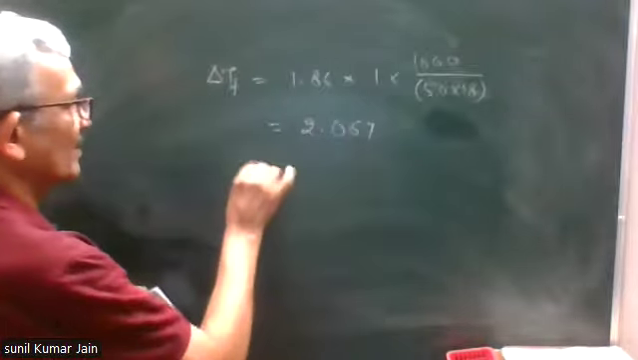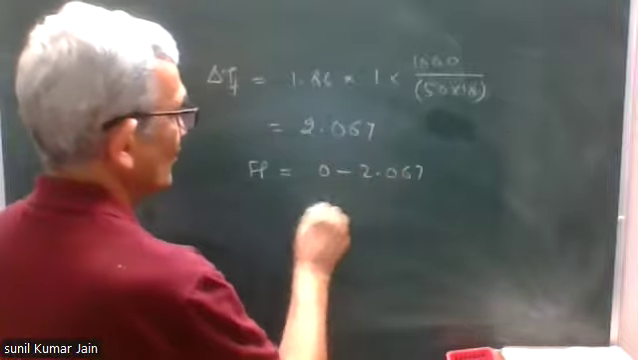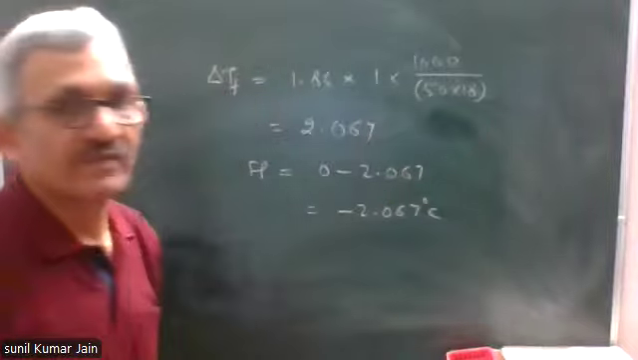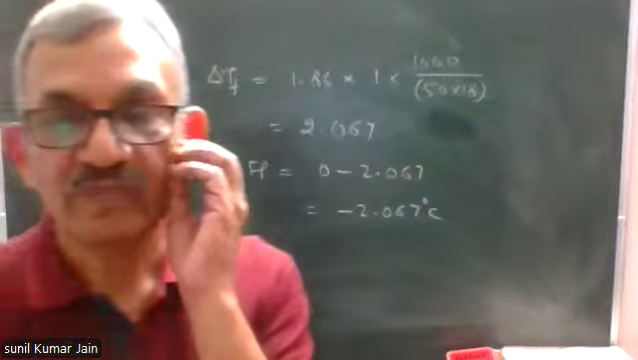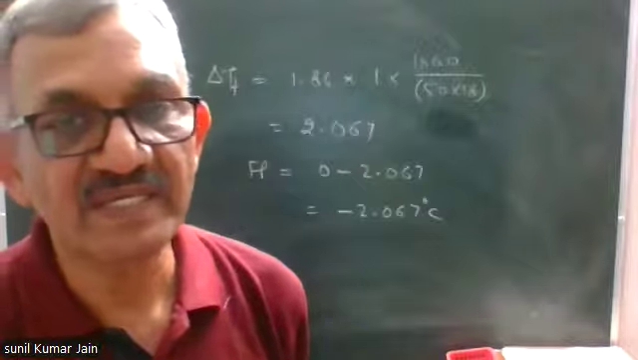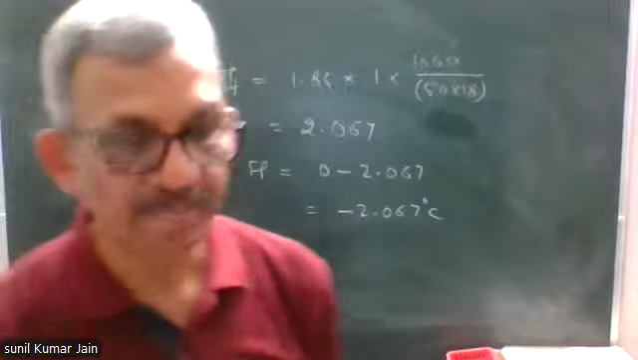So this will give the value of depression, which will come out to 2.067. Freezing point of water is 0. From that subtract 2.067. Answer will be minus 2.067 degrees centigrade.